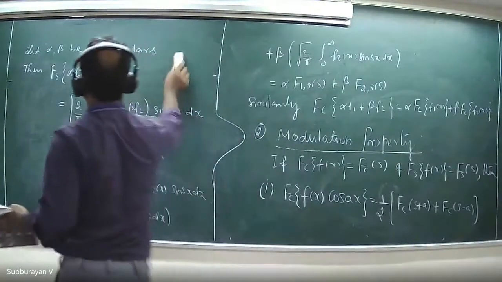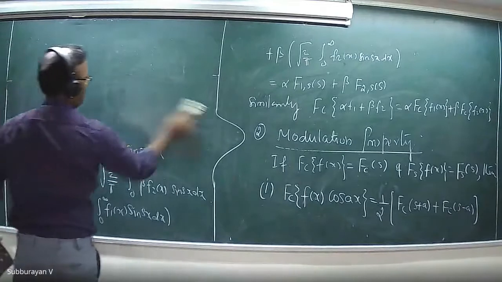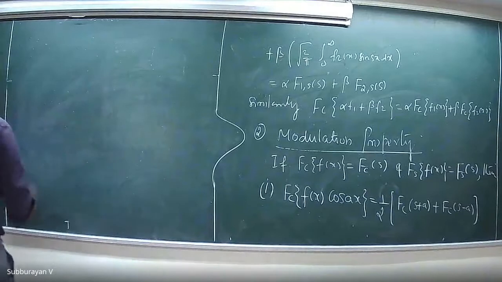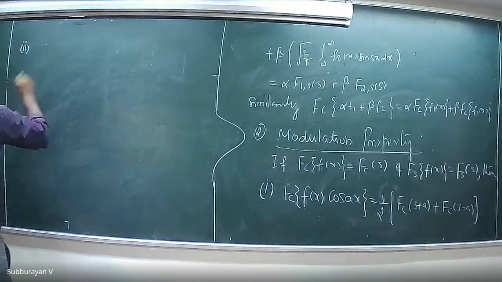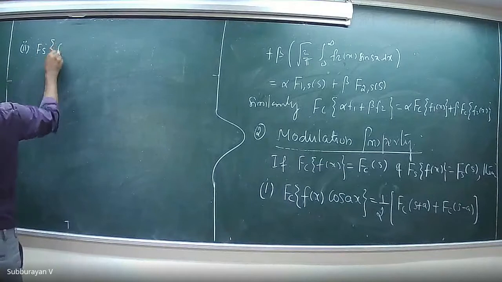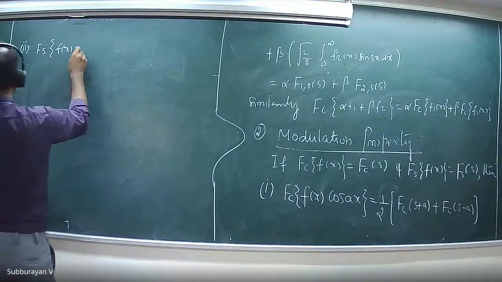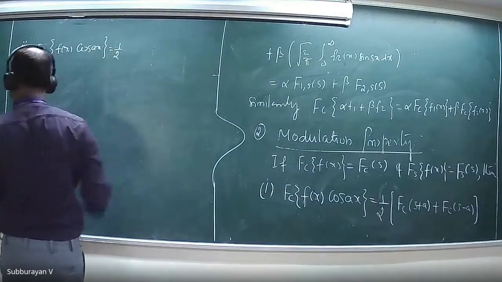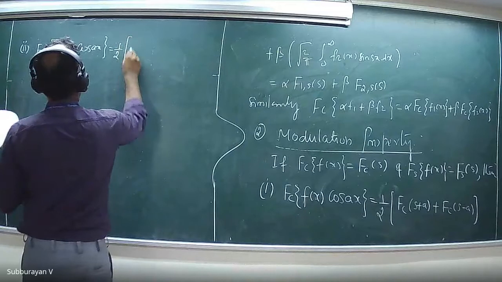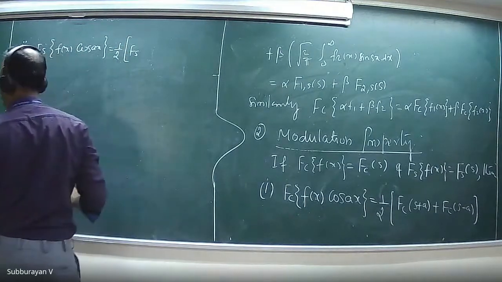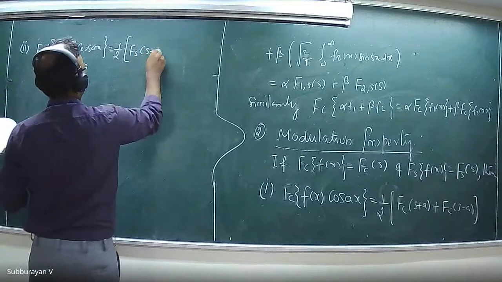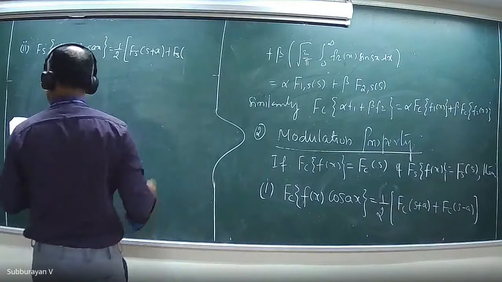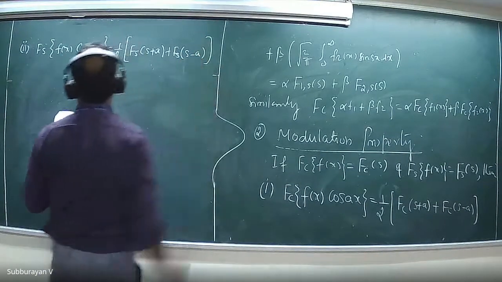And the second subdivision is the Fourier sine transform of f of x into cos ax, which is equal to 1 by 2 into fs of s plus a plus fs of s minus a. Okay, so this is the second subdivision.